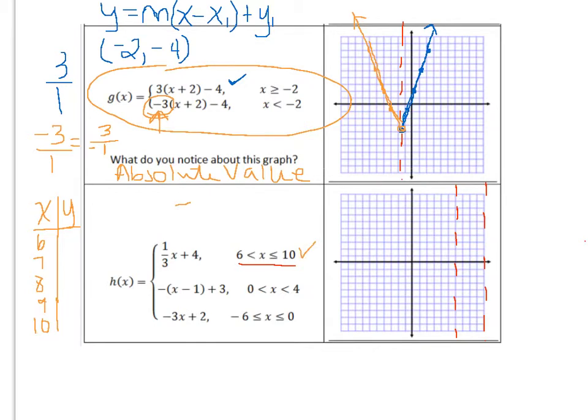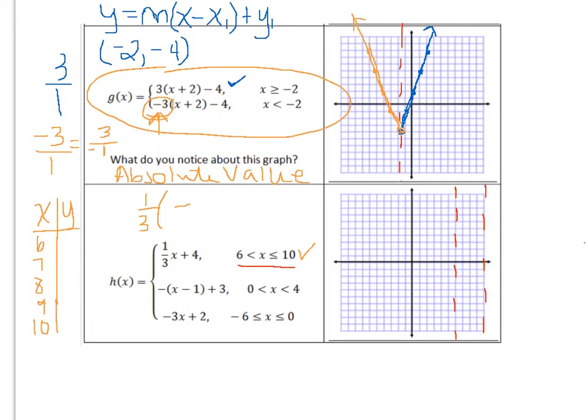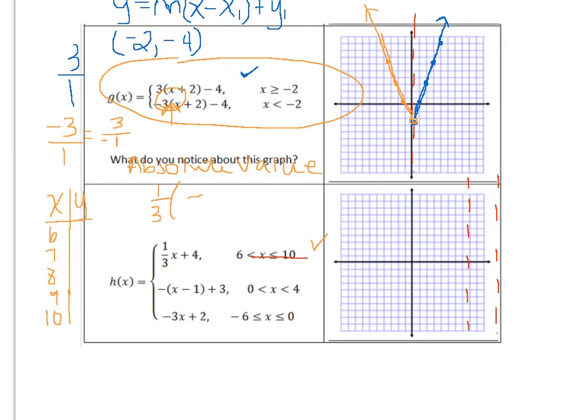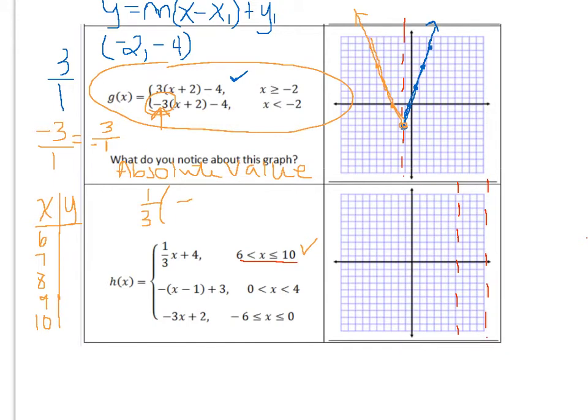So if I substitute a 6 in for x, I'm thinking to myself 1/3 times 6 plus 4. 1/3 of 6 is 2. 2 plus 4 is 6. So I know I'm going to have a dot on the point 6, 6. 1, 2, 3, 4, 5, 6. And I know it's going to be open because this symbol right here tells me that.